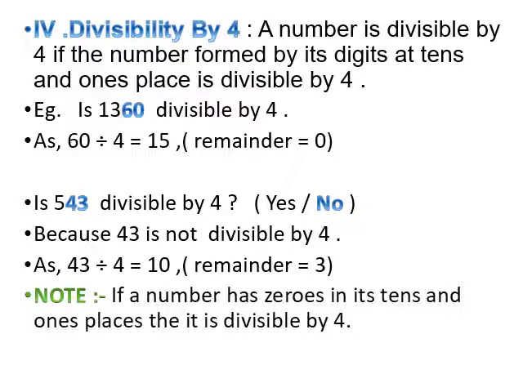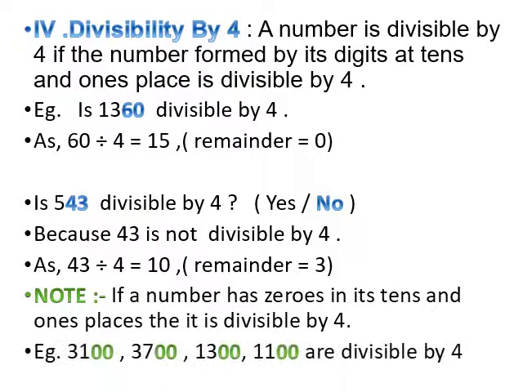One more important point, if a number has zeros in its tens and ones place, then it is divisible by 4. See some examples here: 3700, 1300, 1100. Here in all of them, zeros are there in the tens and ones places. No need to test these numbers for divisibility by 4. You can directly say these numbers are divisible by 4.